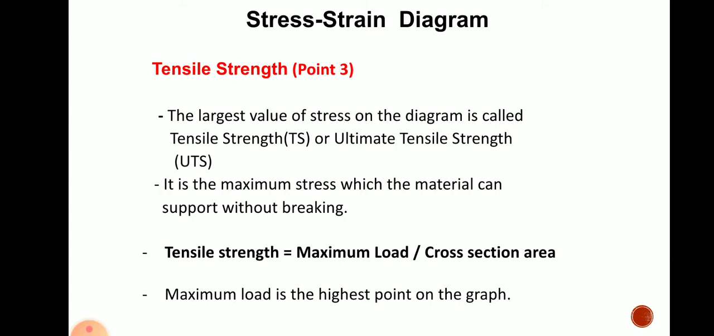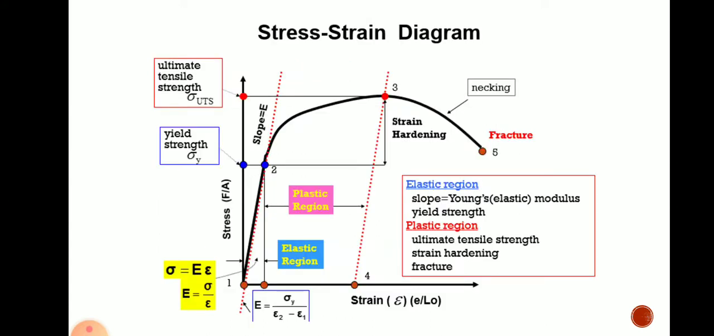So the tensile strength you can find out by the formula: maximum load upon the cross sectional area. At the tensile strength only, that is sigma ut, maximum load will be there. Beyond this you cannot go for any kind of material. So maximum load is the highest point on the graph. Here maximum load will be at this 3 point only, that is at the sigma ut.